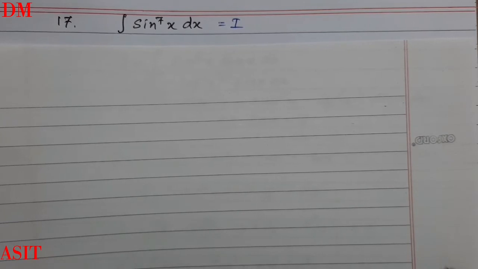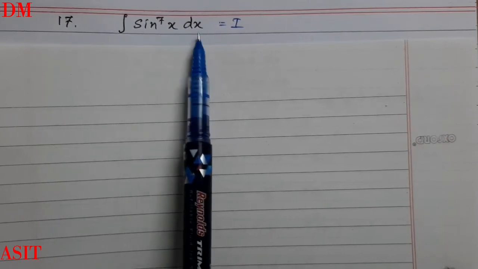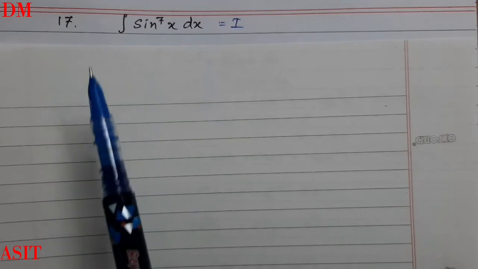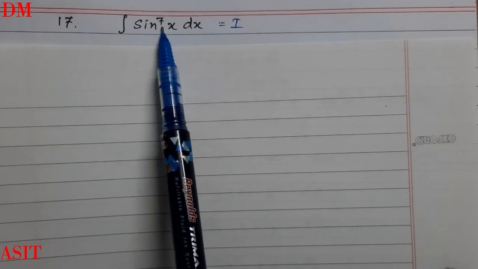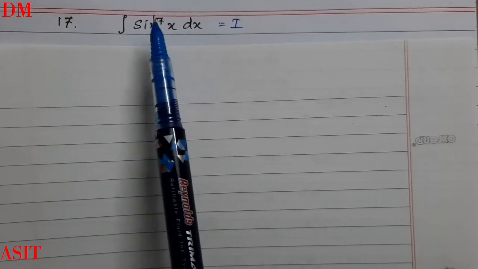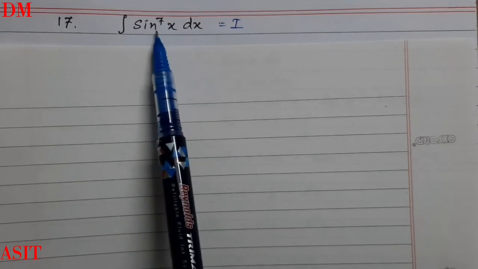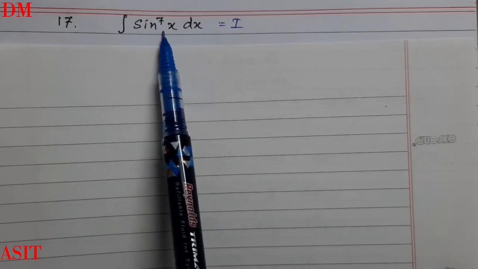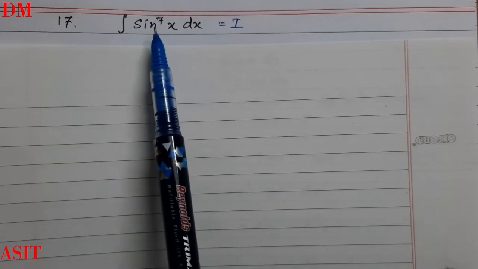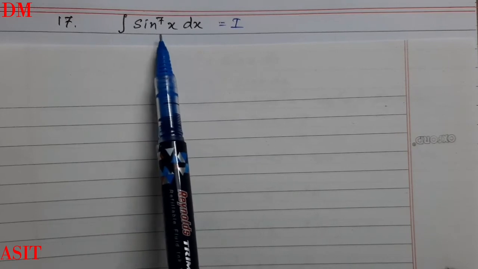Now the 17th question. The question is integration of sine to the power 7x dx. Here I want to say something. You have to check what the power is, whether it is even or odd. If it is even, you can do it directly without taking substitution. I have solved this kind of sum with even power in my previous video. I will give the link in the description box, so you just go and check there.